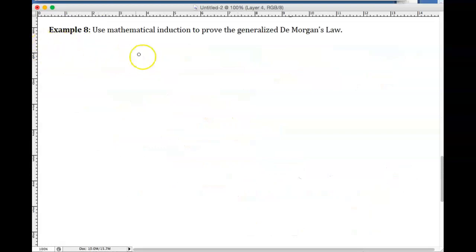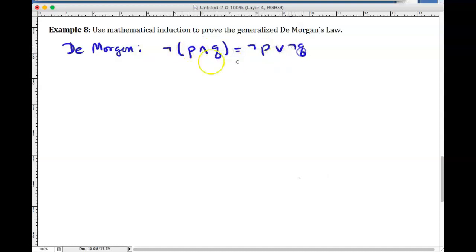Now let's look at another kind of induction problem. So we've done three so far: the formulas for the sums, the inequalities, and the divisibility. You can use induction to prove theorems about sets. So this says use mathematical induction to prove the generalized De Morgan's law. So remember what De Morgan's law is. One version of it has to do with negation, right? So if I have the negation of P and Q, then distribute the negation, but the AND turns into an OR. That's one with two propositions.